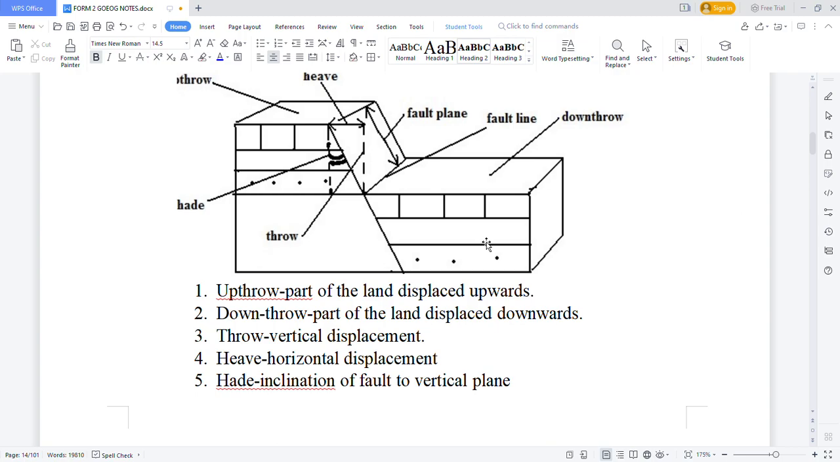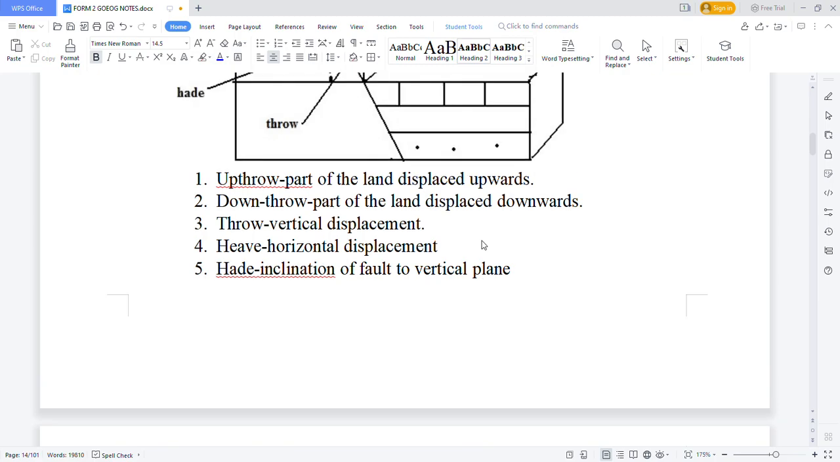Upthrow. What is upthrow? Part of the land displaced upwards. As you can see on the diagram, it is part of the land displaced upwards. Number two, downthrow. Downthrow is part of the land displaced downwards. Then you have throw, vertical displacement. Heave, horizontal displacement. Hade is the inclination of a fault to the vertical plane.